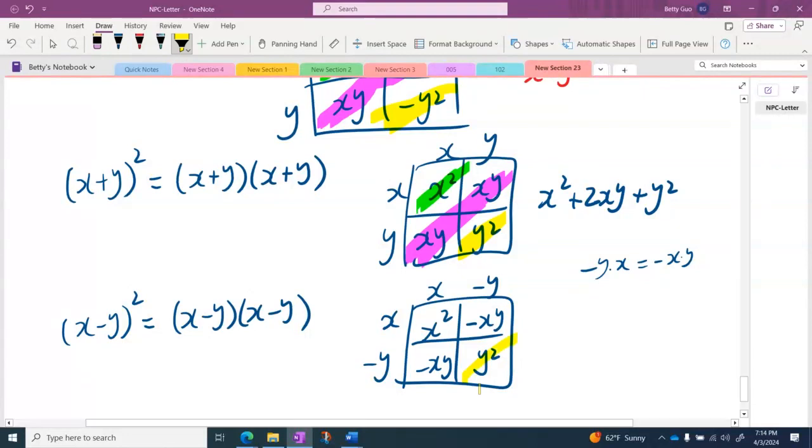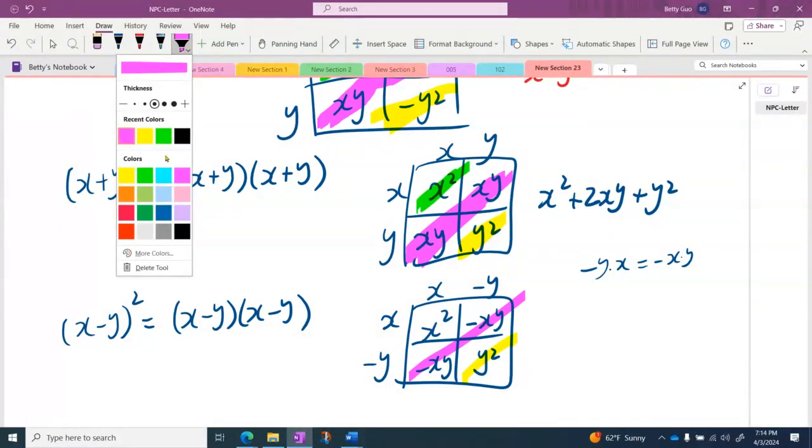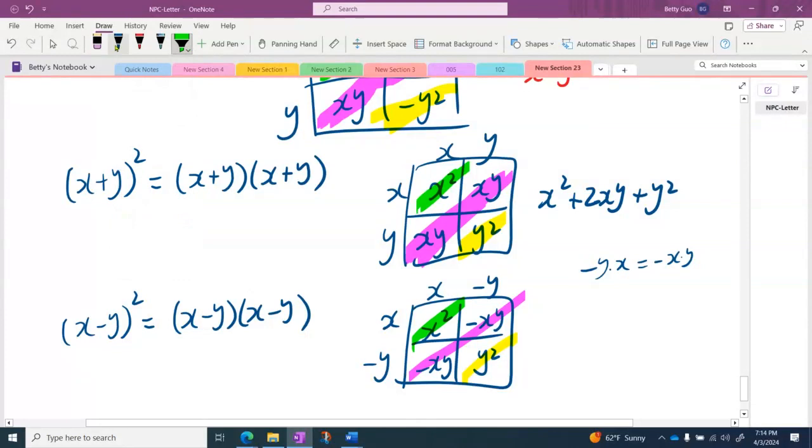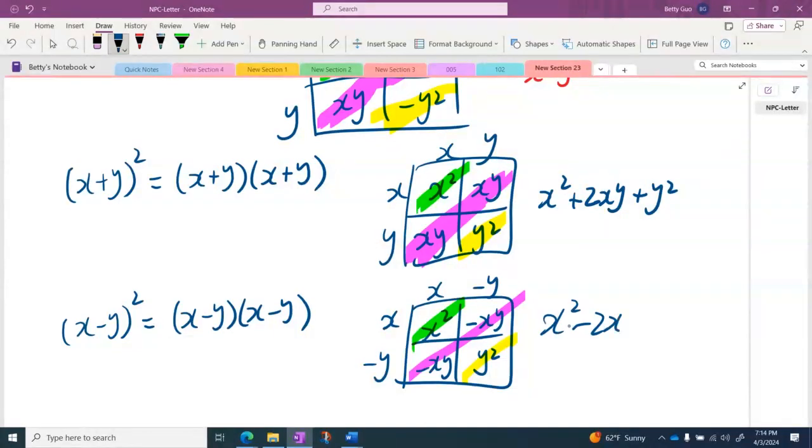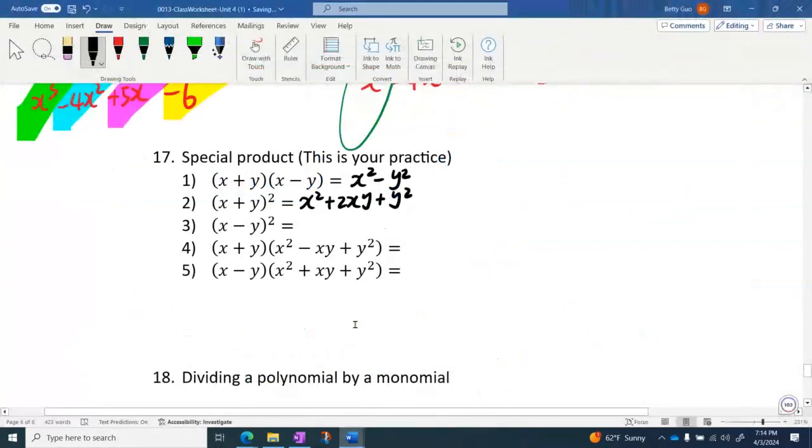And the color scheme is the same thing. Yellow, pink, green. The green is x squared. The two pink combined together give us 2 negative x times y, so it's negative 2xy. Negative xy minus xy, we got a negative 2xy. And then the yellow y squared. So let me write down the answer here. We have x squared minus 2xy plus y squared.